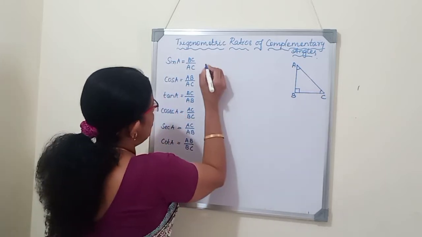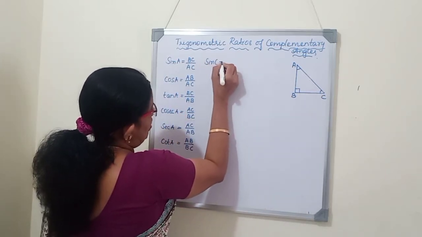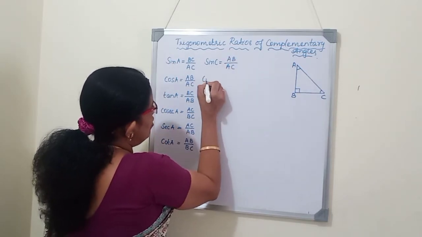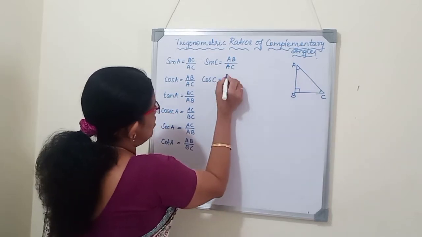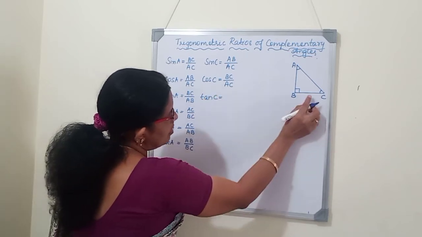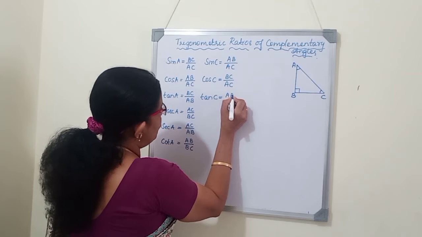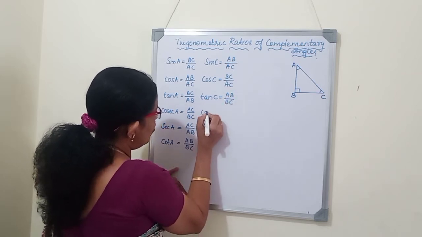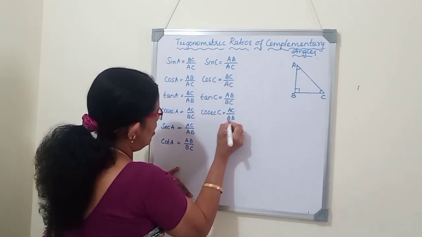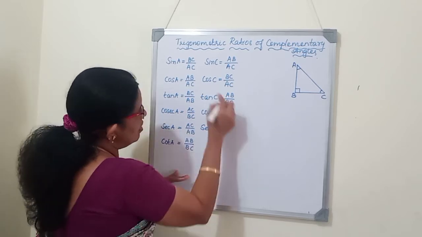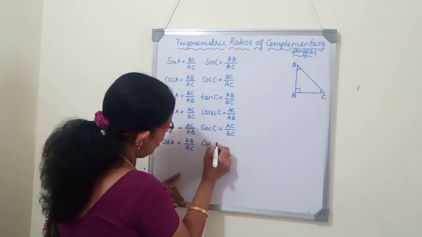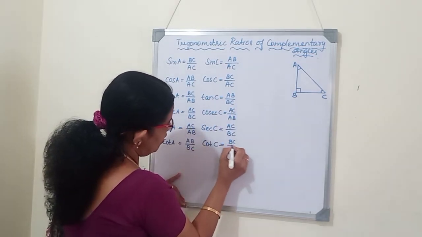Now we will see the formulas with respect to angle C. Sin C, opposite side by hypotenuse, is AB by AC. Cos C, adjacent side by hypotenuse, is BC by AC. Tan C is opposite side by adjacent side, so AB by BC. Cosec C is the reciprocal of sin C, so AC by AB. Sec C is the reciprocal of cos C, so AC by BC. And the last, cot C, the reciprocal of tan C, is BC by AB.